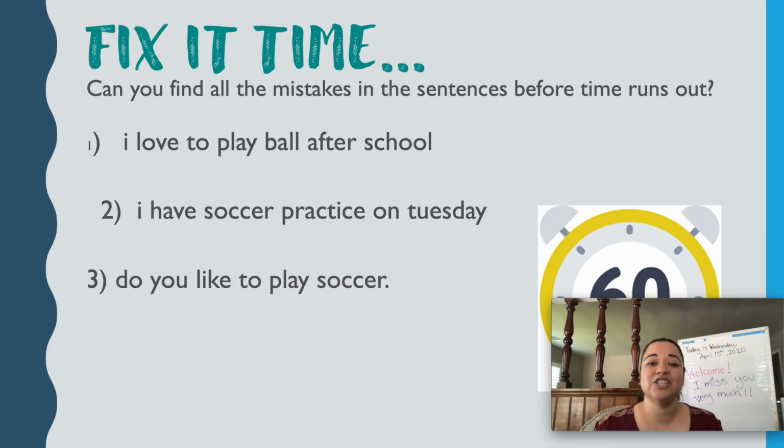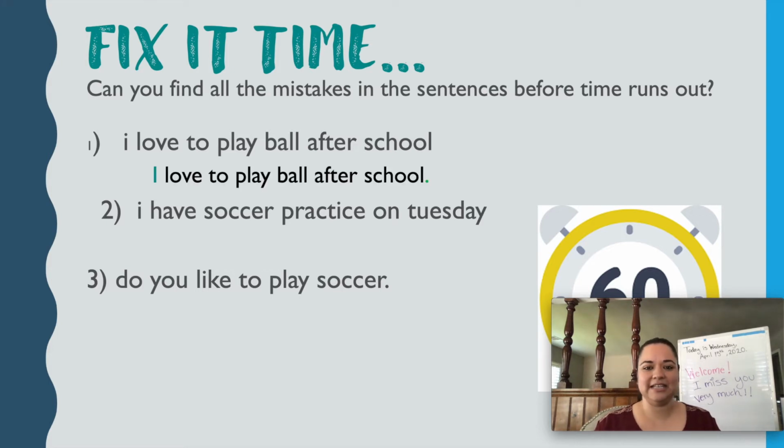All right, let's go ahead and check the first sentence. It says, I love to play ball after school. What mistakes did you find? Very good. The I needs a capital letter, right? It's the beginning of a sentence. And we also learned that when I'm saying I like this, I like that, I needs to be a capital letter. It is also missing a period at the end. Thumbs up if you were able to find those two mistakes.